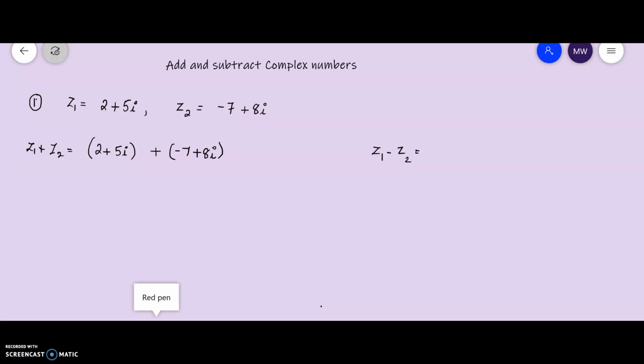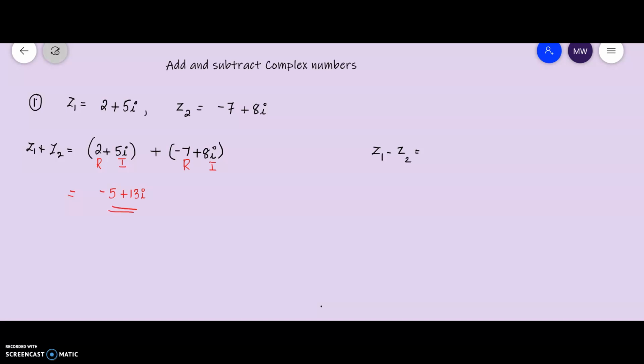The rules are like this. All you have to do is combine the real part of the complex number with the real part of the other complex number. Combine the reals and you get 2 and negative 7. When you combine them, you get negative 5. And then you combine the imaginary part with the imaginary part. So 8 plus 5 is 13i. Just like how you combine like terms, here we are just combining the reals with the same kind, which is another real number, and the imaginary with the imaginary part.